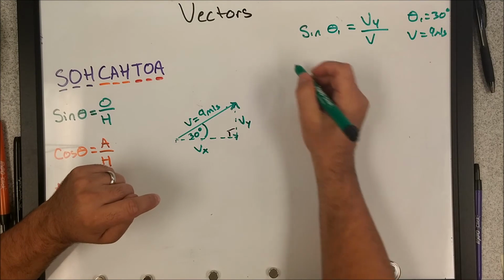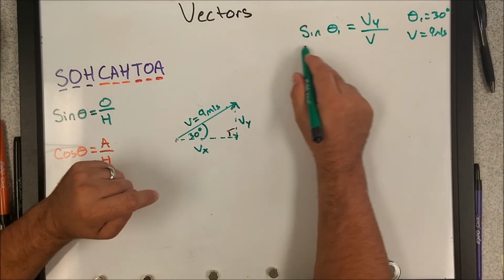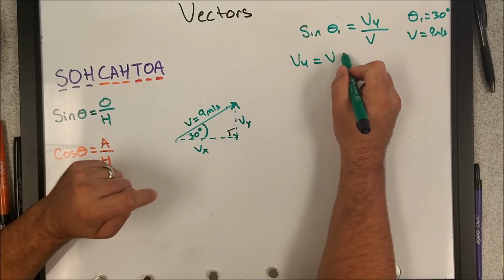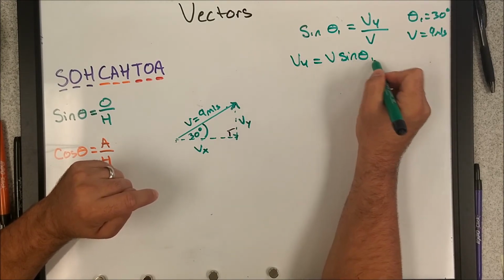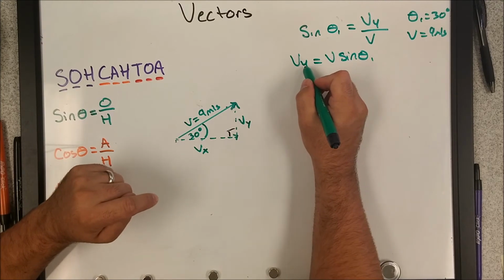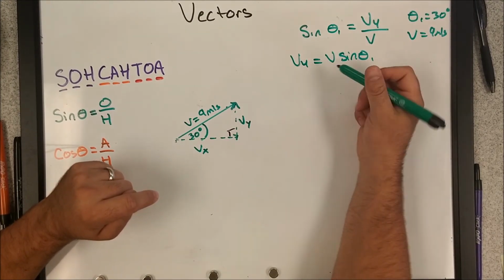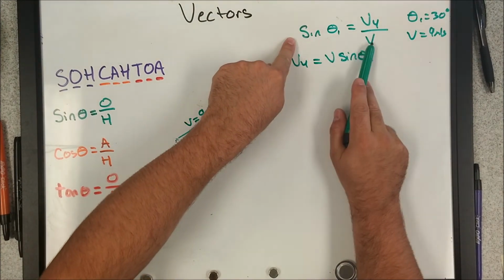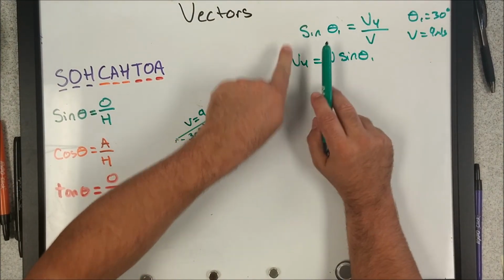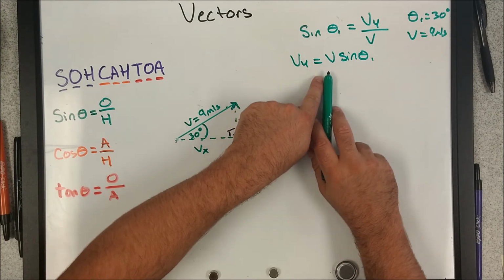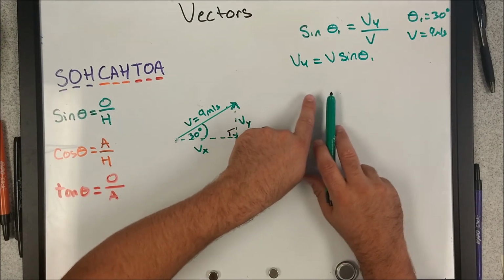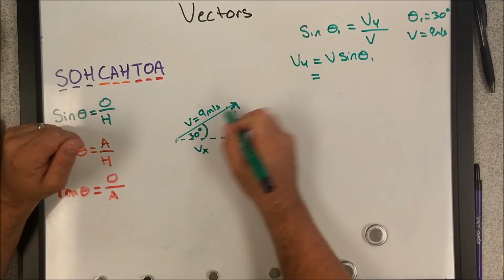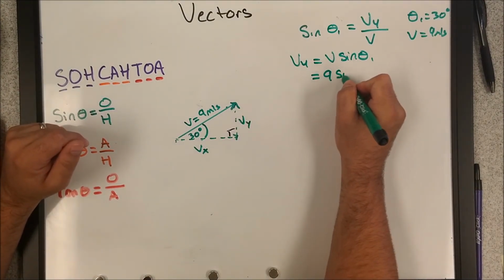So I want to isolate Vy. So I'm going to multiply, I'm going to carry that V over to get Vy by itself. Vy will be V times the sine of my angle theta. This is a pretty typical setup. Typically, once we get used to our trig, we jump right to this line. We don't start here. I'm just doing this so you can see where it comes from, but often we'll say the y component is equal to v times some trig value, and the x component is equal to v times some trig value. So in this example, it's going to be 9 times the sine of 30.